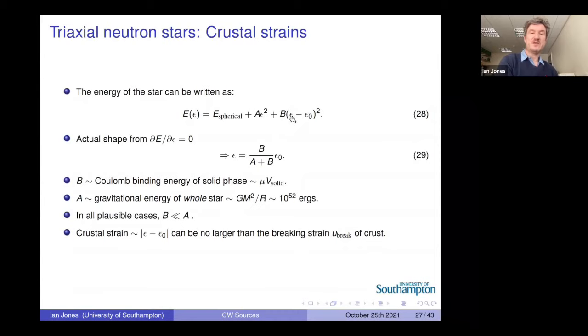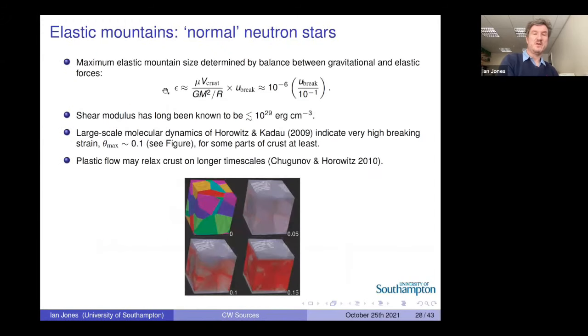And also this difference here, epsilon minus epsilon naught, that's like the mismatch between the actual shape and the shape of the crust that would minimize the strain. So that can't be any bigger than the breaking strain of the crust. So you actually get quite a lot out of this model. What we're saying is that the actual largest mountain that a neutron star could sustain is of order this ratio of B over A from the last slide, which I've written down here in terms of the shear modulus, the crustal volume and the gravitational binding energy, times the breaking strain of the crust.